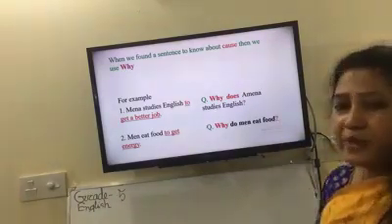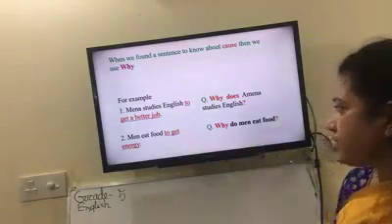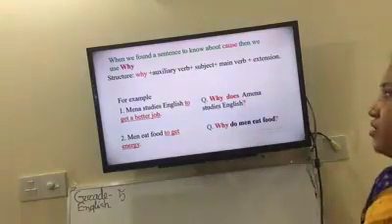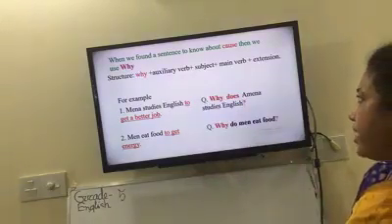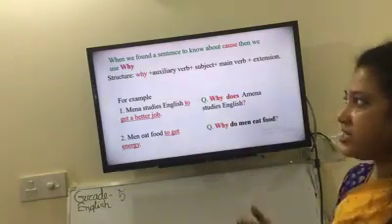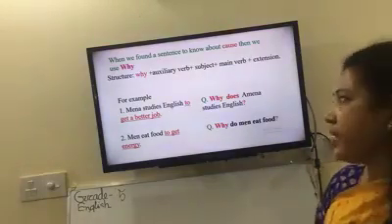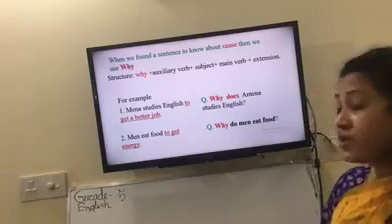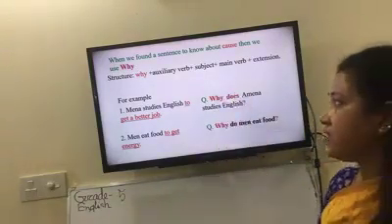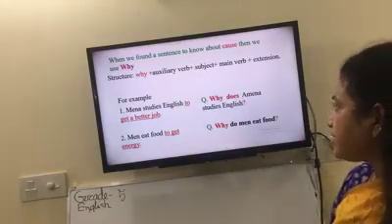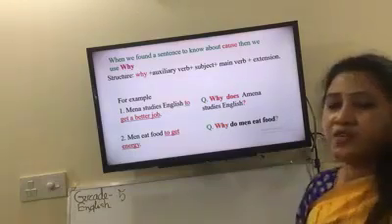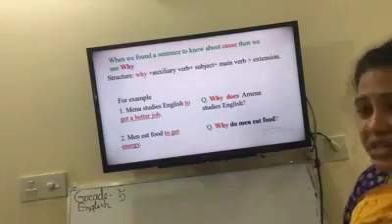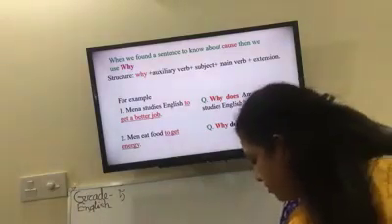After completing the sentence, you have to put the question mark, in every sentence. Let's have a look at the structure. Why plus auxiliary verb plus subject plus main verb plus extension. This is the structure for remembering how to write a sentence. You already know what the auxiliary verb or verb to be is, and what the main verb or principal verb is.